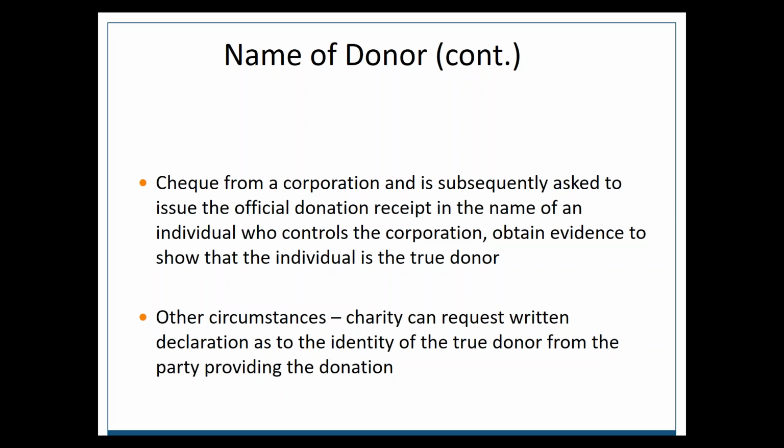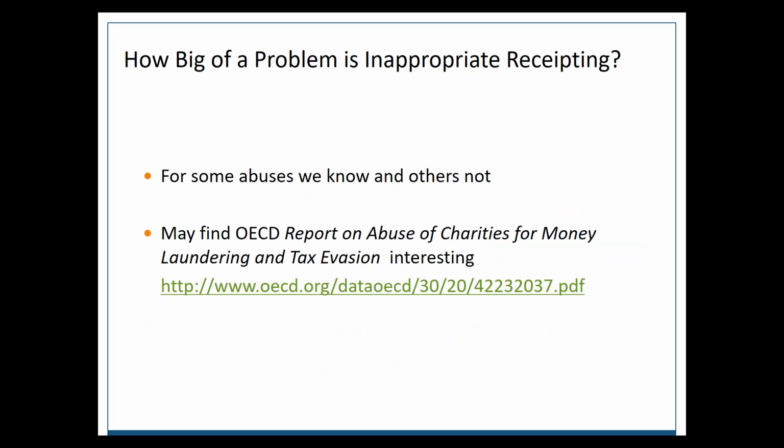So for example, a letter on the letterhead of the corporation where it says that the true donor is the individual, that it's their money, it's not the corporation's money, and that the receipt should be made out to the individual. Keep in mind that if this is not accurate, then the corporation that sent that letter is basically committing fraud. It's a big problem, but then it's not the charity's problem in that case. So it's very important the charity have the documentation on hand to show why that is the correct donor.